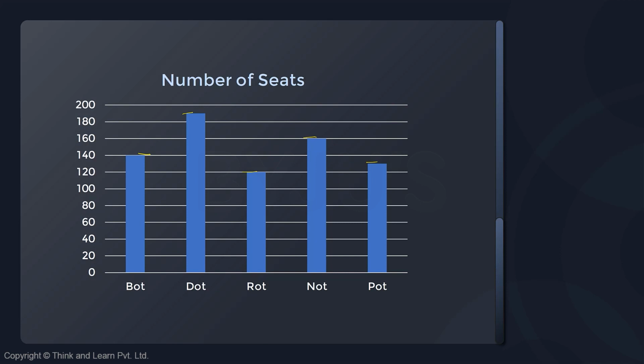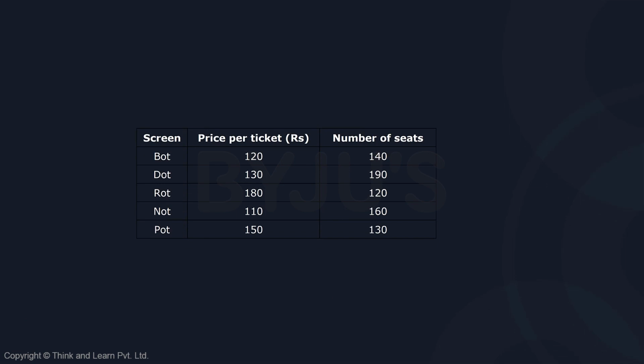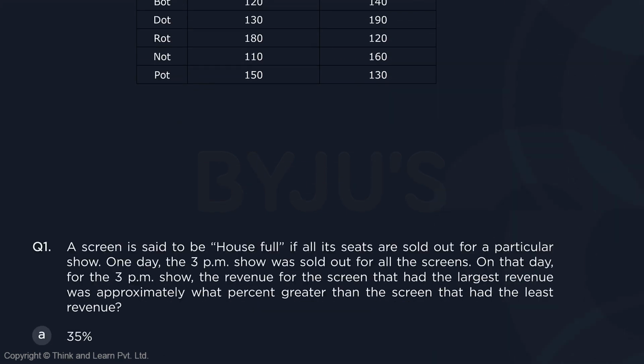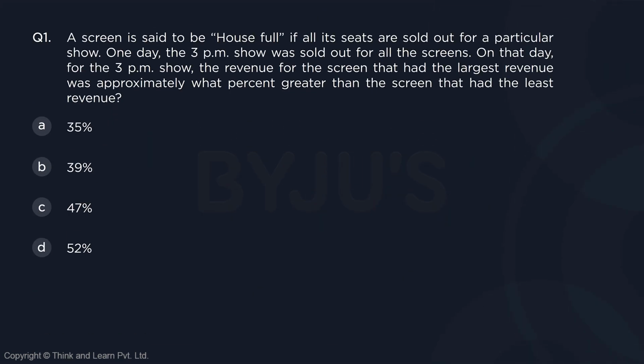Better to make this as a table, right? Because if you see the questions, all the questions were based on the revenue, right? Most of them. So we can form this particular table here, right? Bot, dot, rot, not, and pot, price per ticket, and number of seats, right? So this is the first thing you should do in this part of questions. So the first question, now if you look at the question as well as the data, right? Data is very simple. It's a calculation based LRDI set, right?